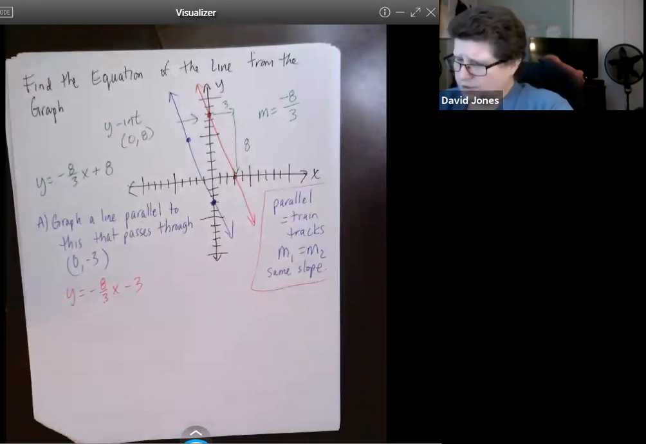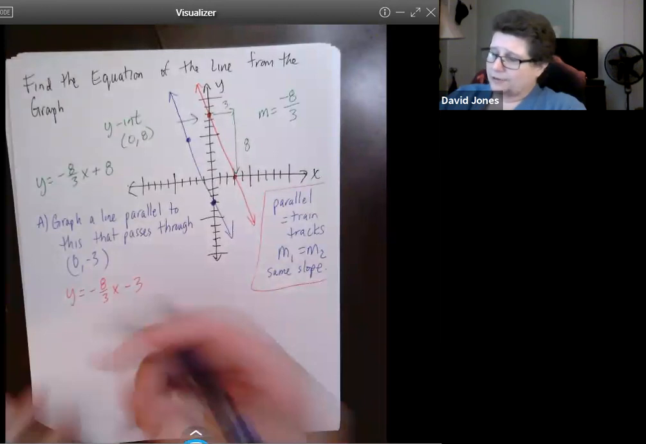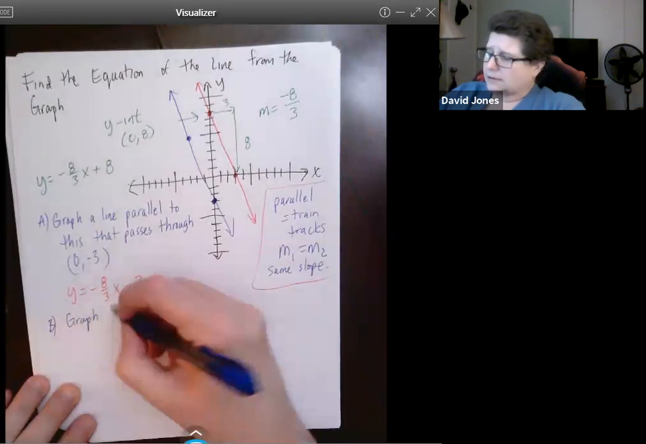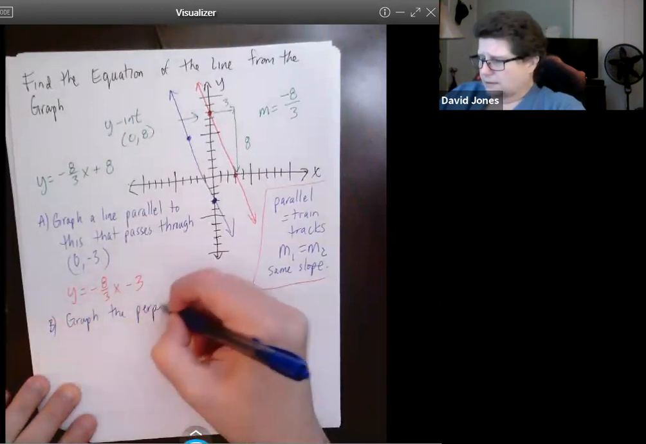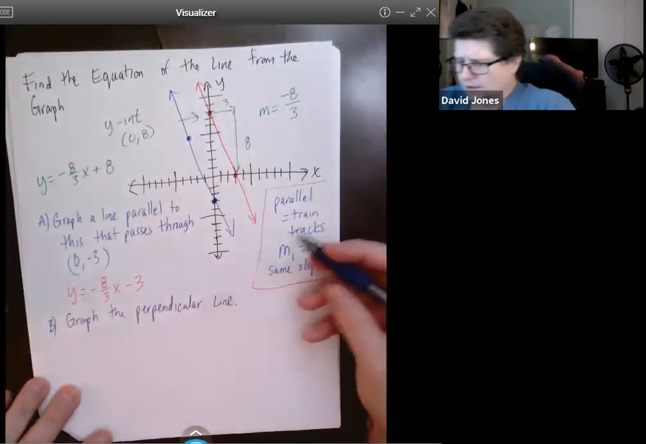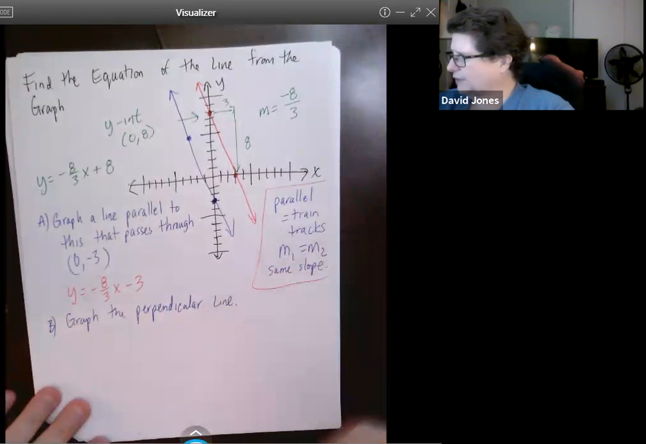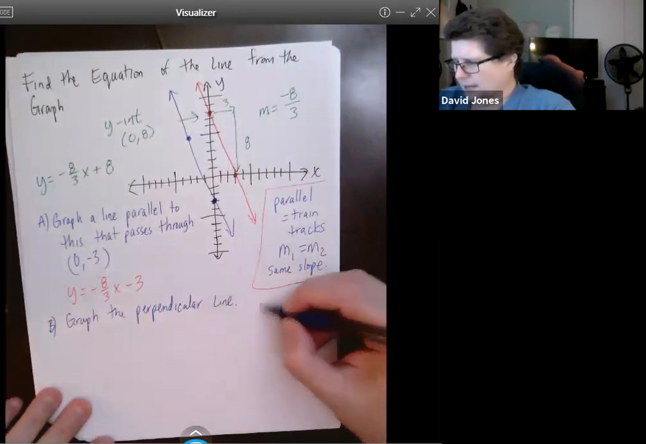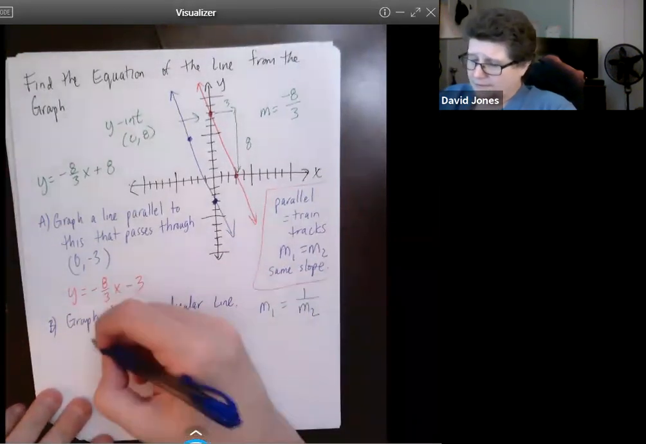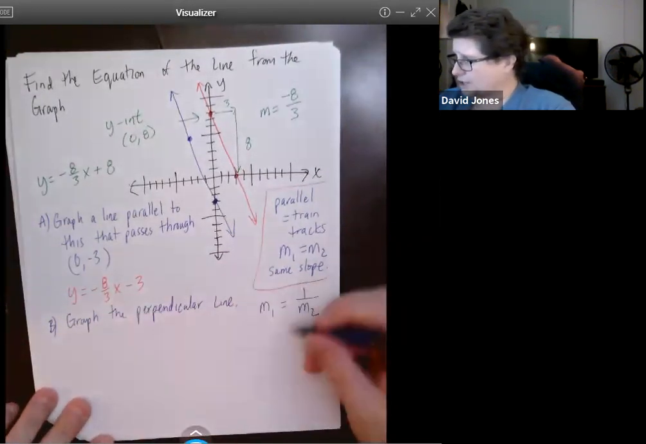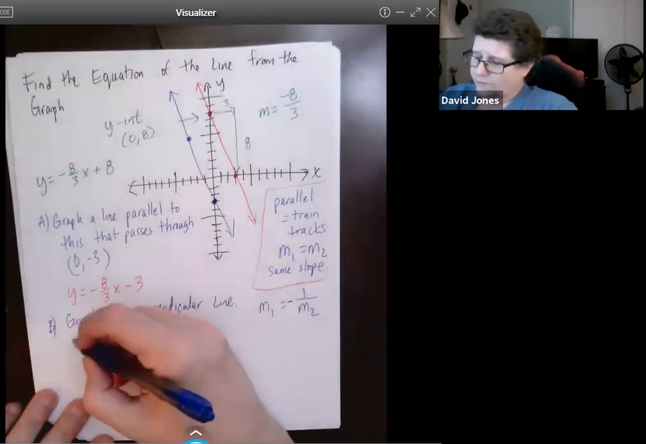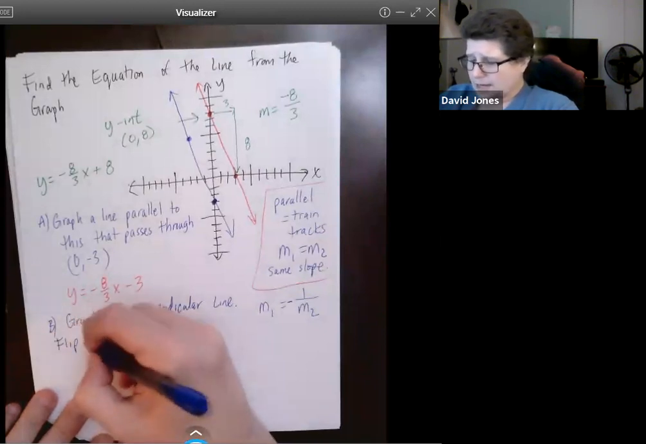And the other thing we want to do is do the perpendicular line to the same point. Perpendicular line is we flip it. M1 equals 1 over M2. And change the sign. So flip the slope and change the sign.